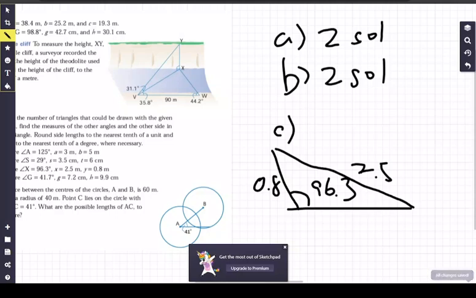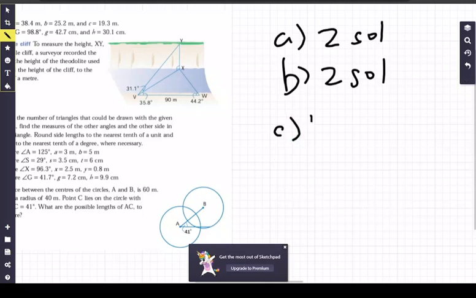So looking at it, how many angles can we create? How many triangles can we create? Well, if you swing it on that side, it will work, but this wouldn't be the angle anymore, so we can only create one. One solution.